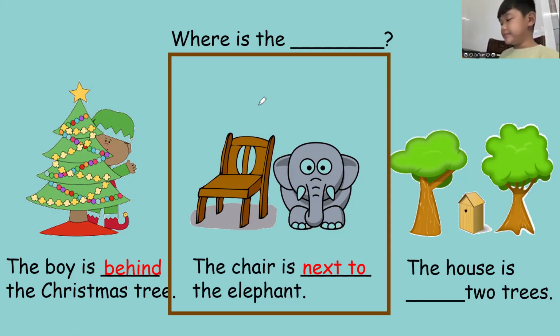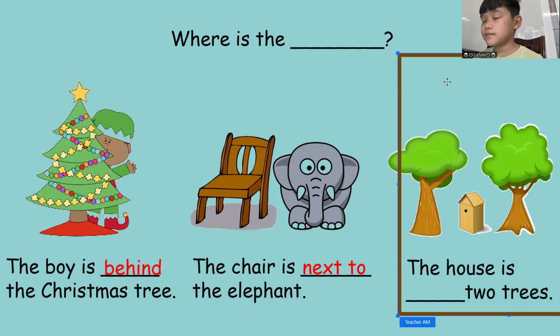If we say next to, it means it is beside something, but when we say near, it means close to something. All right, so this one is next to. Okay. Now look, where is the house?